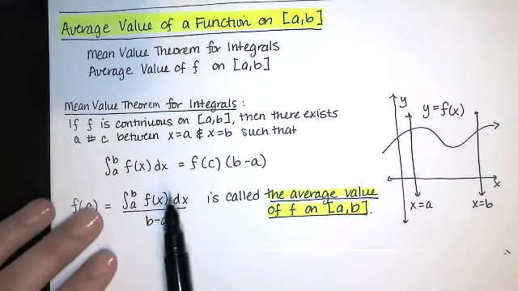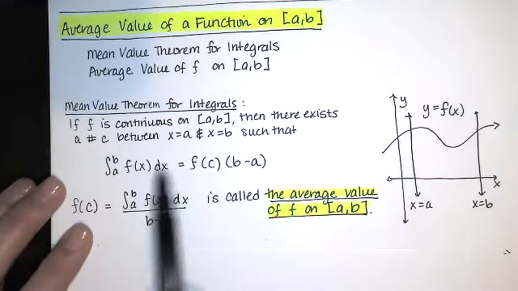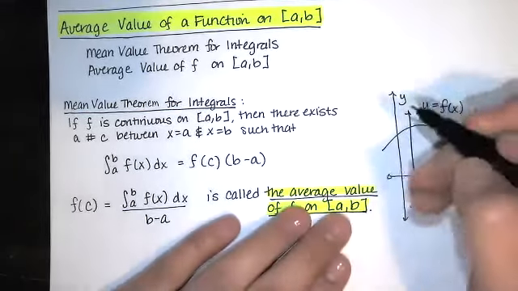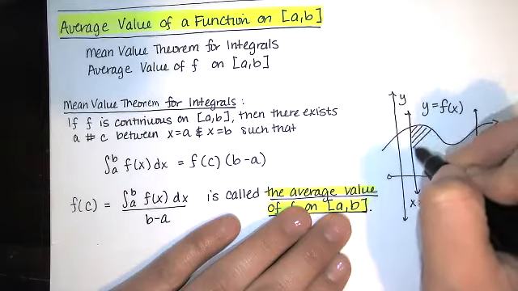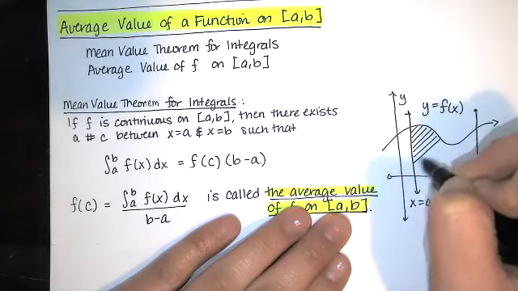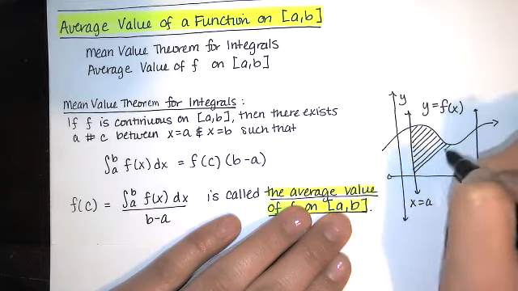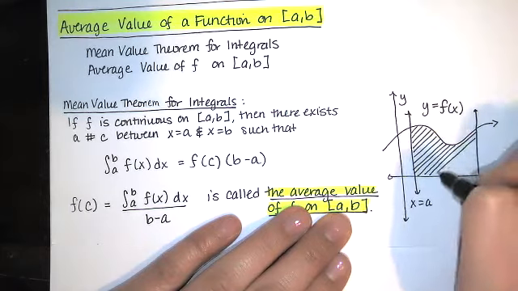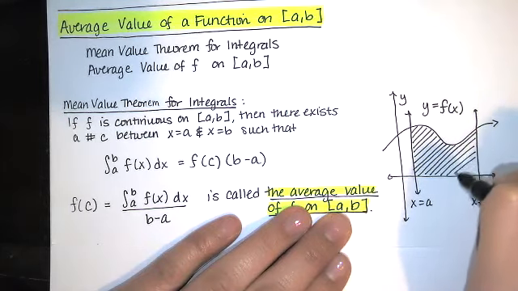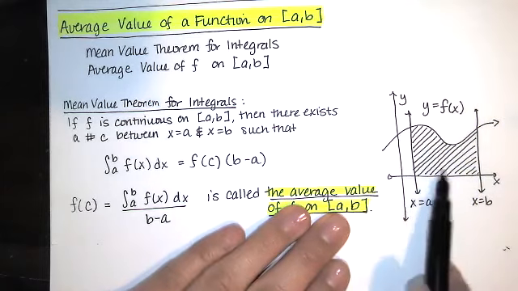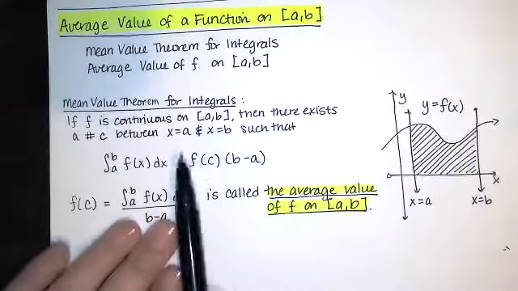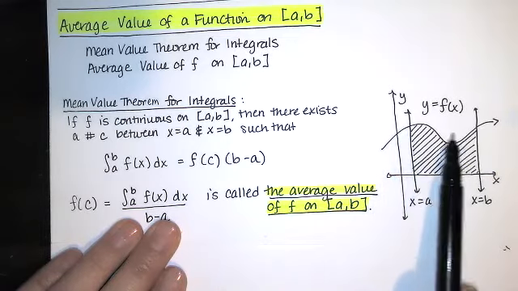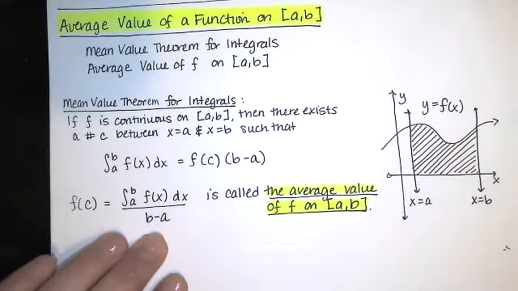So basically what this is saying is, let's say the function's positive, like the one in this picture. This area here is given by that definite integral. What the mean value theorem for integrals is saying is that there is some x value in between x equals a and x equals b, where I can evaluate the function there, and that y value times that length b minus a, the area of that rectangle, is equal to the area under this curve.